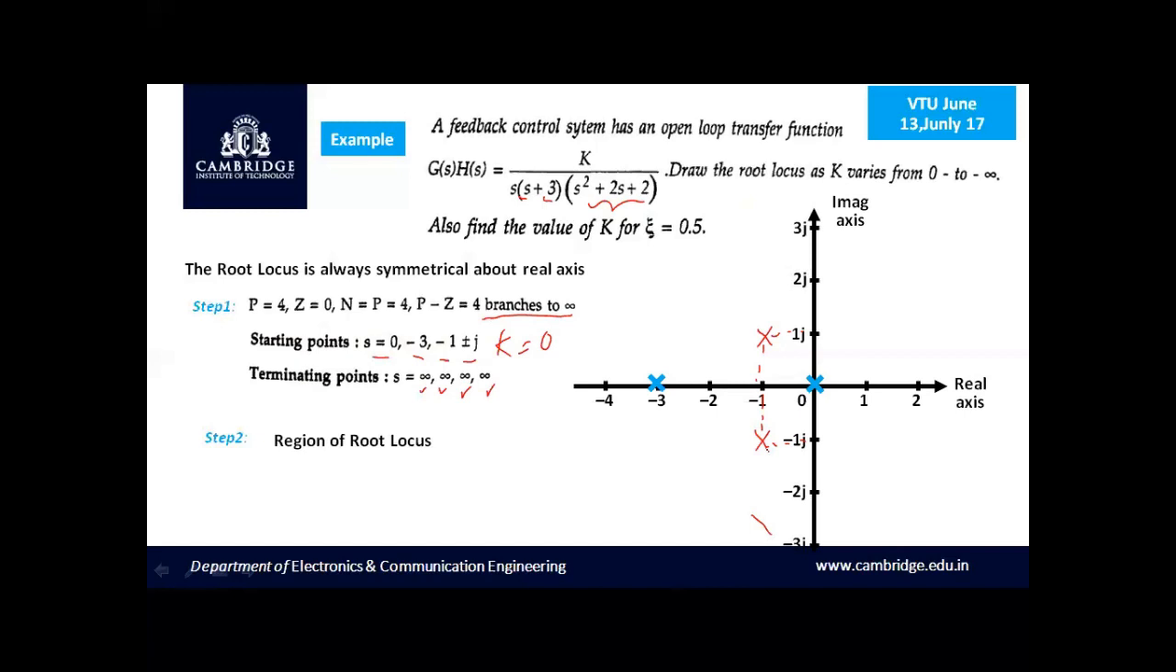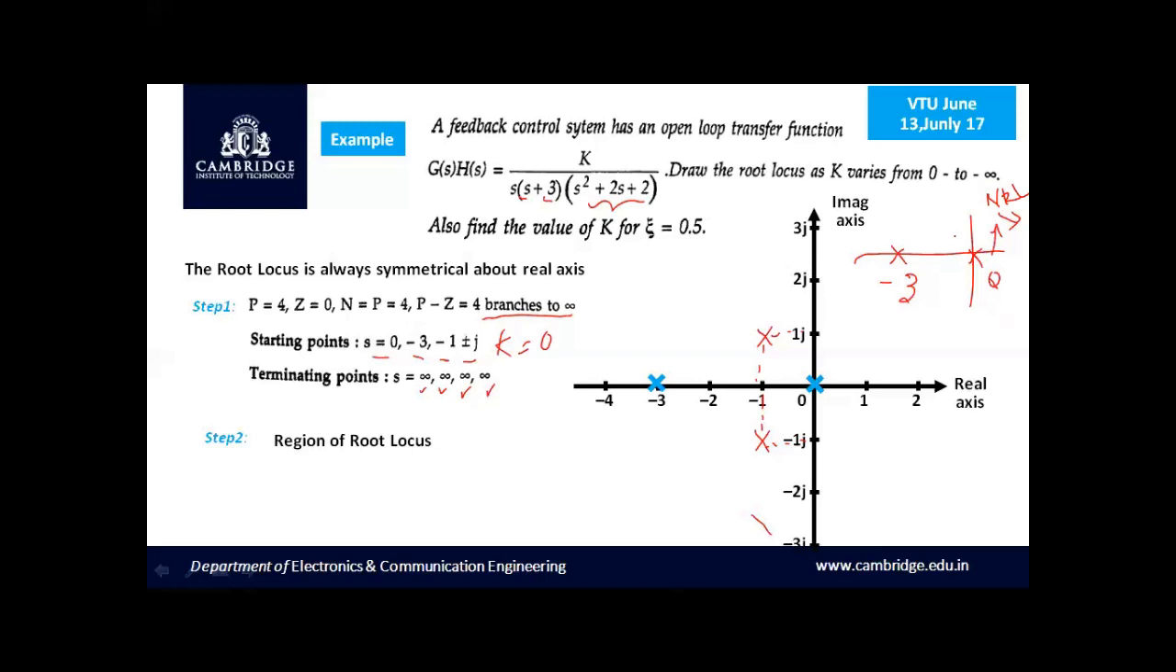Now we have to identify the region of root locus. We have two poles on the real axis, one at s equal to 0 and the other pole at s equal to minus 3. Let us take any point here on the positive region of the real axis. If you look to the right side, we have to ask whether you are able to see an odd number of poles and zeros towards your right. It's no in this case. Therefore, root locus does not exist in this region. I can write it as NRL.